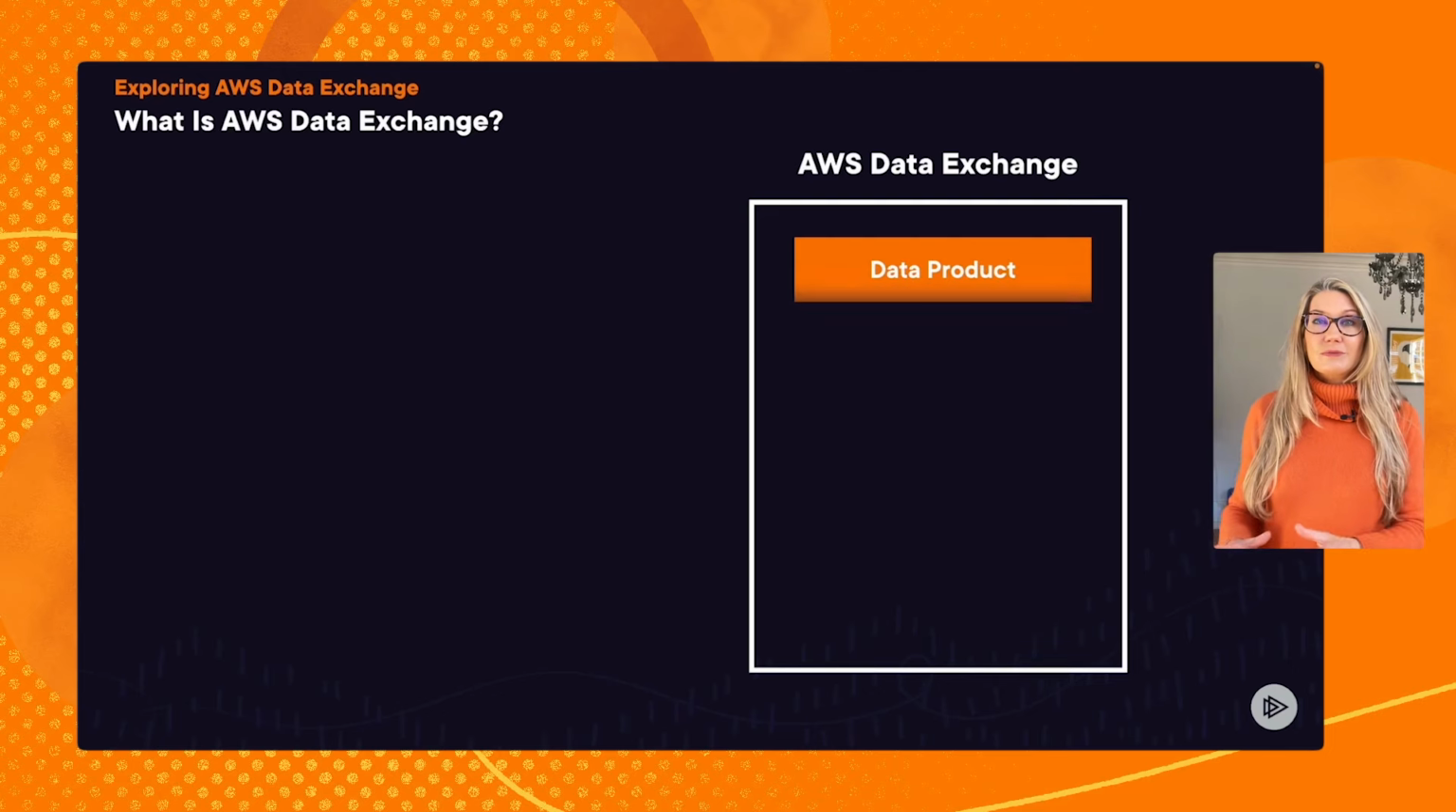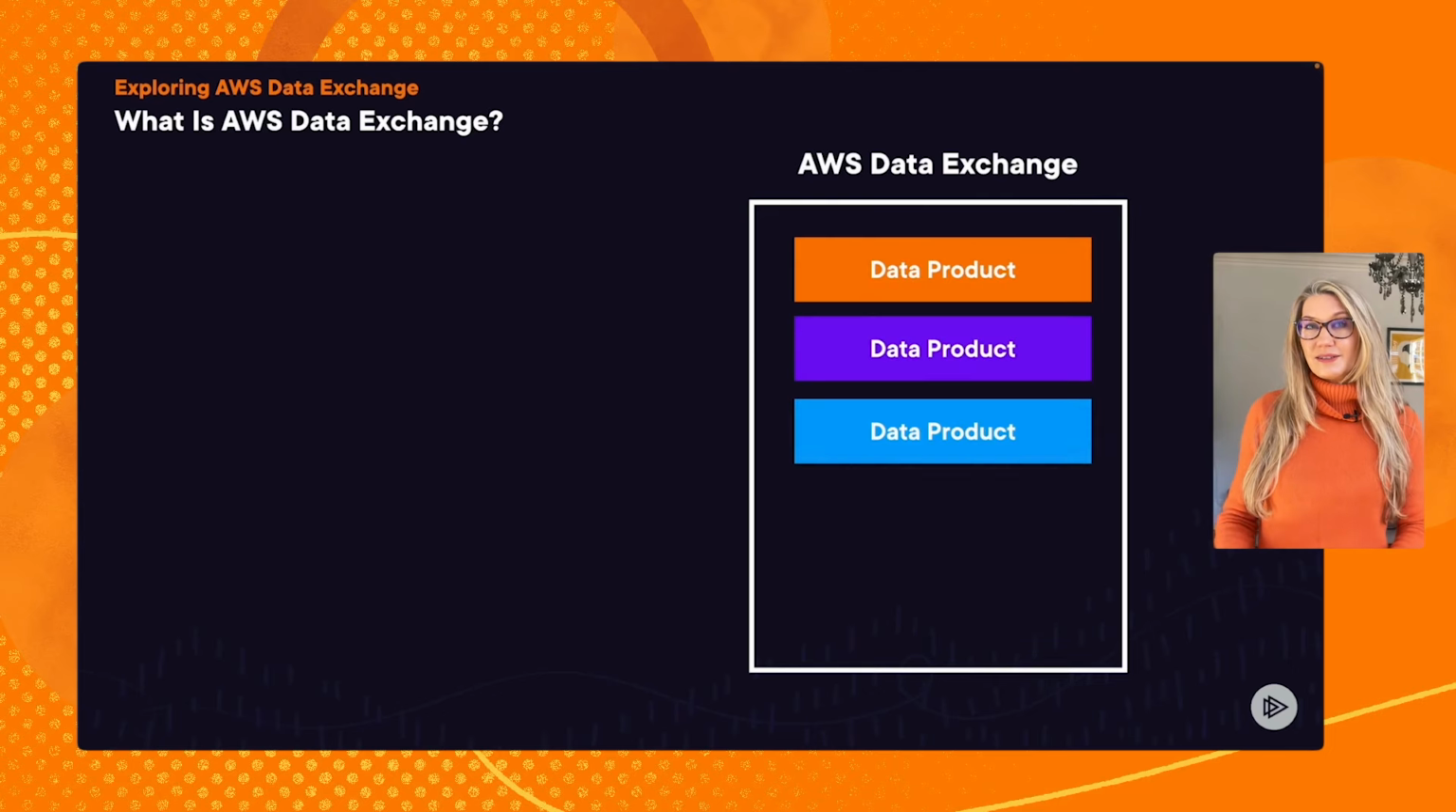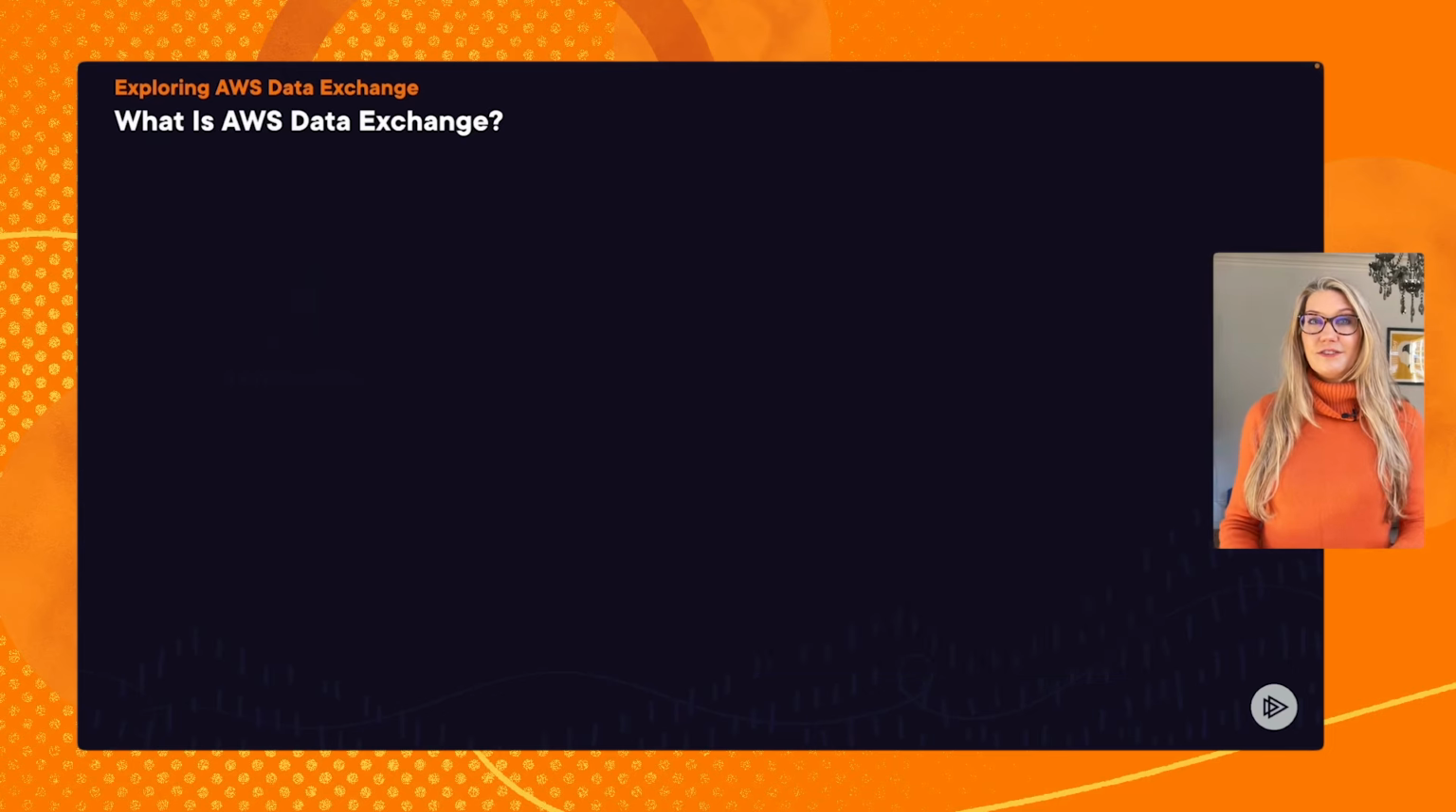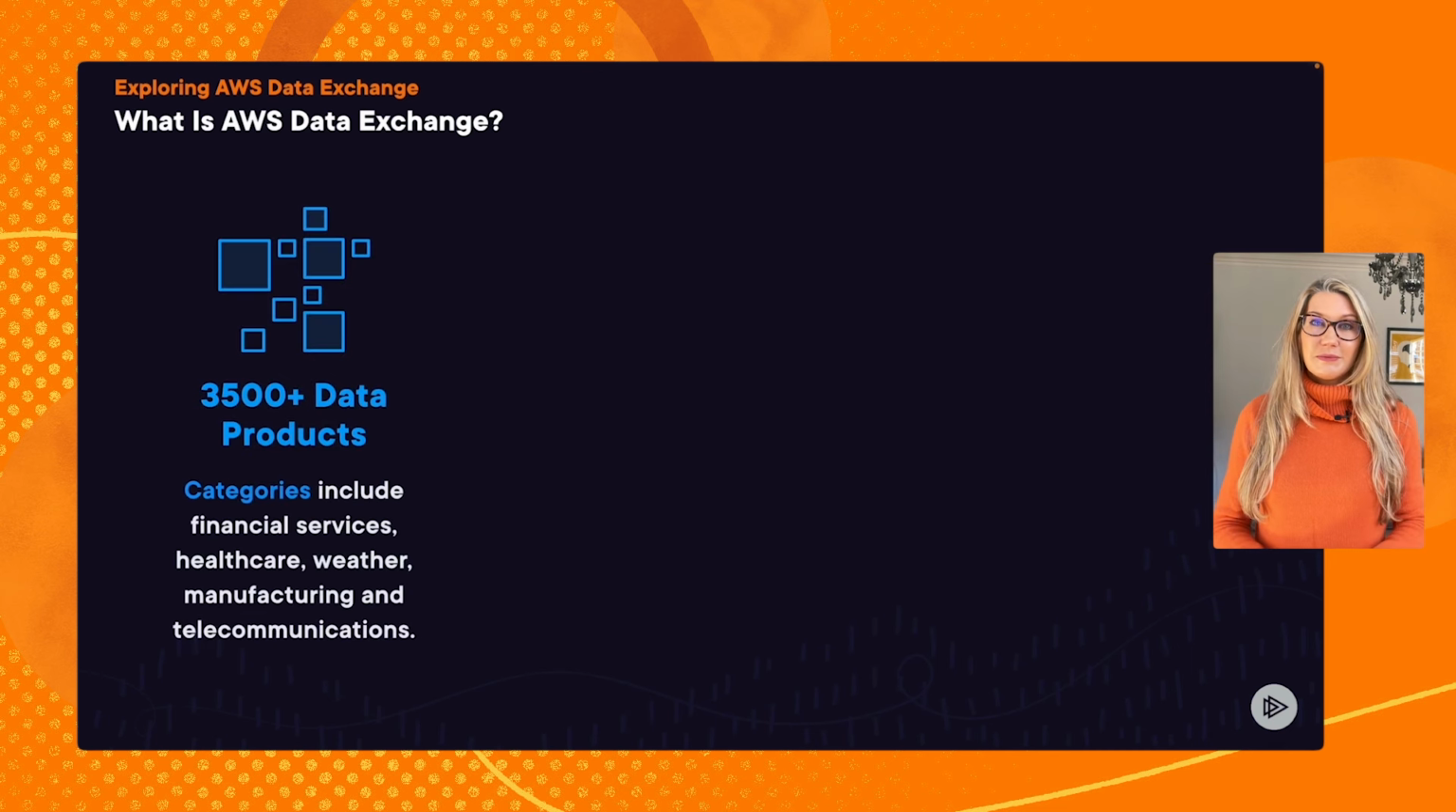Number 2 is AWS Data Exchange, and this allows you to securely exchange and use data that's provided by third parties on a subscription basis. And these are called data products, and there are data products available for all kinds of different domains, including financial services, healthcare, weather, manufacturing, or telecommunications. And this data can be used to build analytics and machine learning applications.